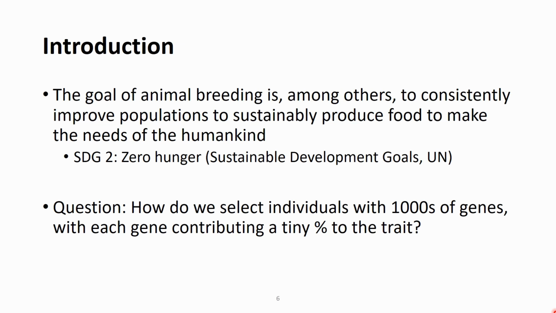So we have a great question. How do we select individuals with thousands of genes, all of these genes on unknown locations, and on top of that, with each of these genes contributing only a tiny proportion to the trait? So how can we select the best animals under these circumstances? And the answer is relatively straightforward: using genetics.